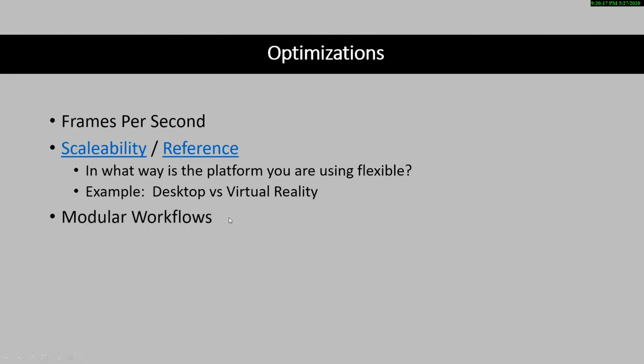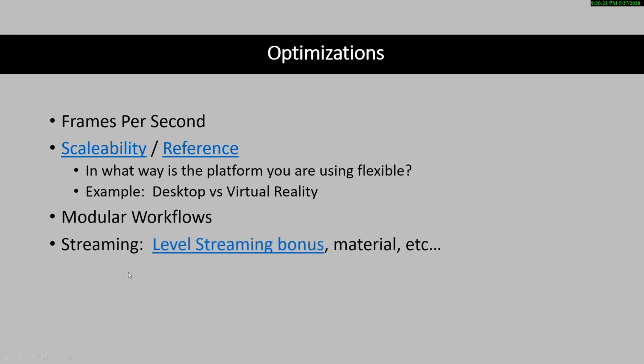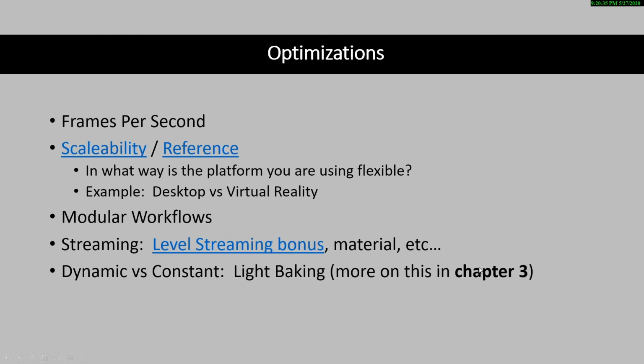There are tons of workflows that can help optimize your process. There's modularity, there's also level streaming, and I'm putting in links to bonus videos that I've produced in the past that help go over some of these. In the next chapter, we are going to be talking a lot about dynamic versus baked lighting, which can greatly improve your frame rates. There's also, in the past, been a lot of levels of detail used, and I'm putting in a video for that. A newer technique is using HLODs, which we'll cover in a future tutorial.